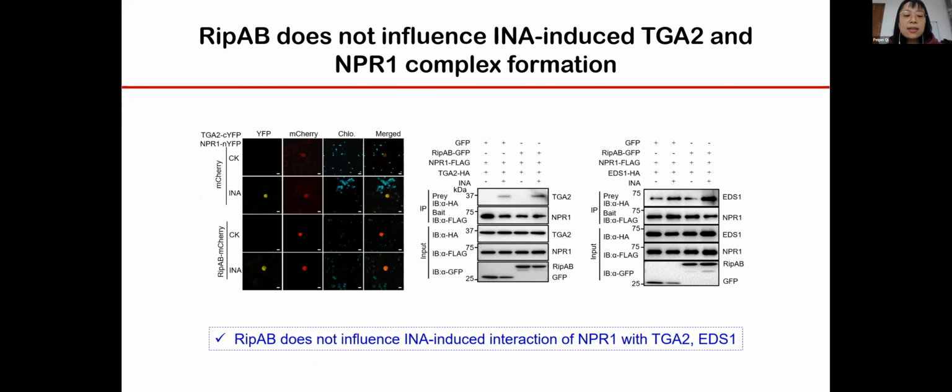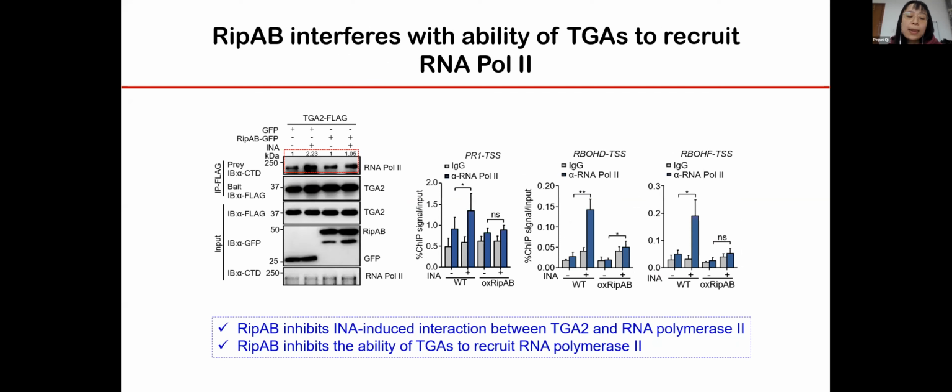So we checked the influence of RipAB on the SA-induced interaction of NPR1 with TGA2 and the EDS1 with the bimolecular fluorescence complementation and the Co-IP assay. And we found that RipAB does not influence the SA-induced TGA2 and NPR1 complex formation.